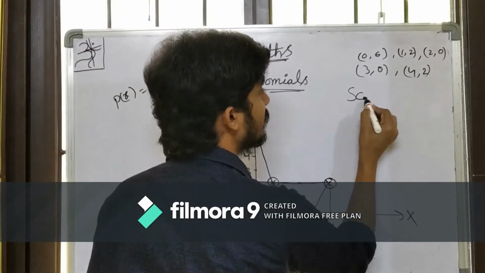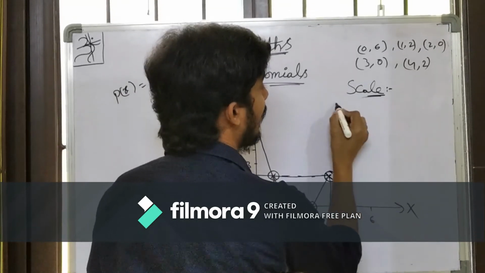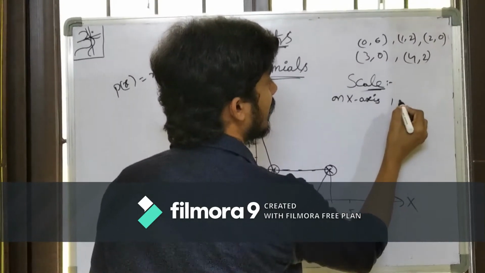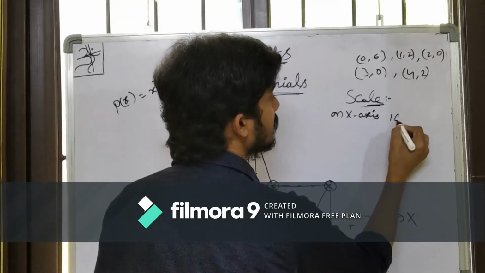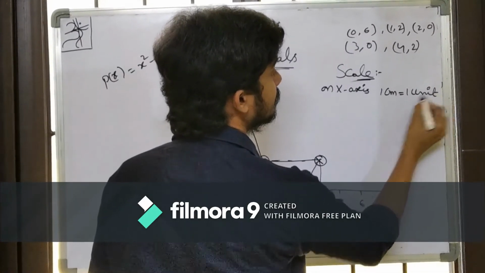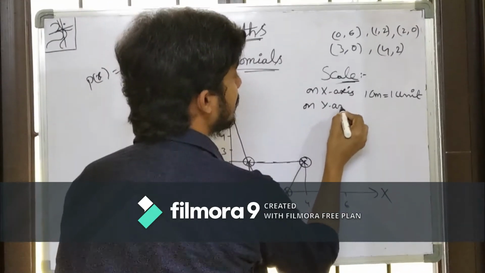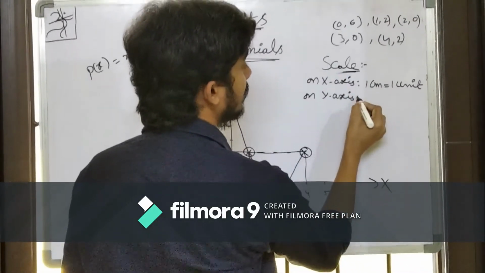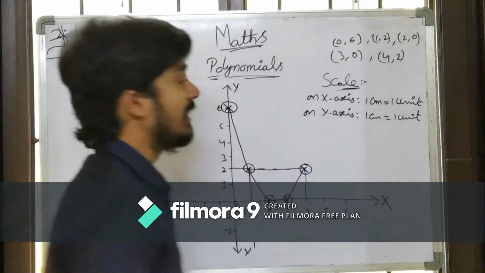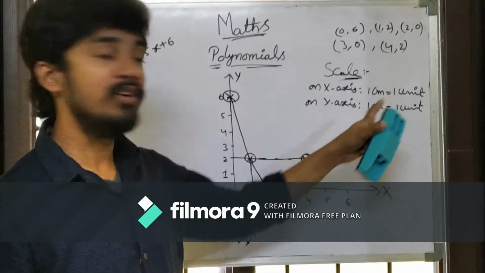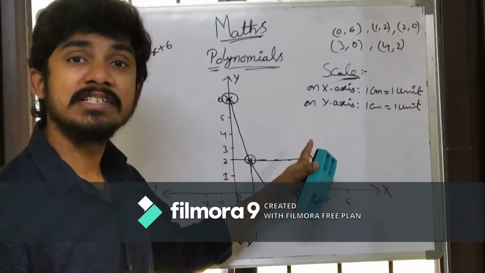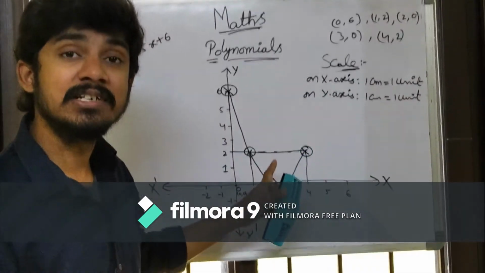Scale, guys. This one is very, very important. On x-axis, 1 centimeter equals 1 unit. On y-axis, 1 centimeter equals 1 unit. On x-axis 1 centimeter equals 1 unit and on y-axis 1 centimeter equals 1 unit. This one is the graphical representation of a polynomial.